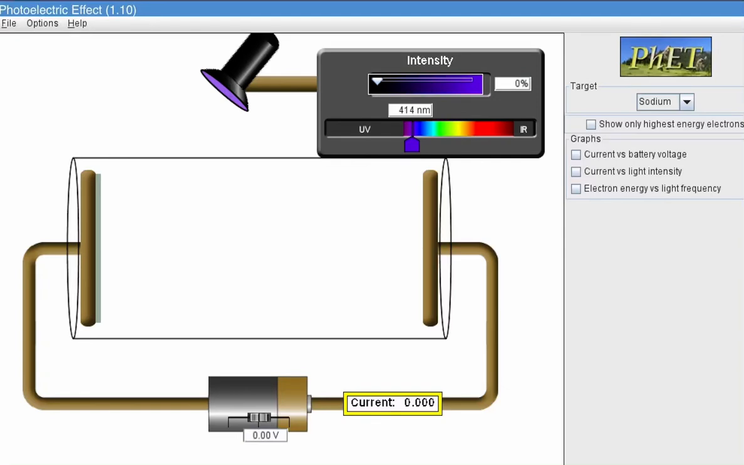Hello, grade 12. So today, besibheka lana i-photoelectric effect. So sisebenzisa PhET simulation ukuze sihlaziye indaba ye-photoelectric effect. So i-photoelectric effect is very simple topic.